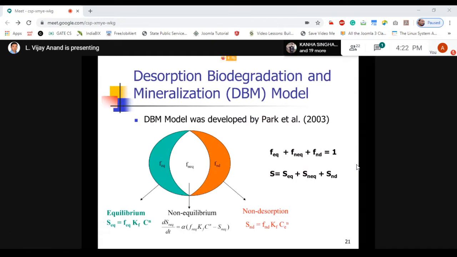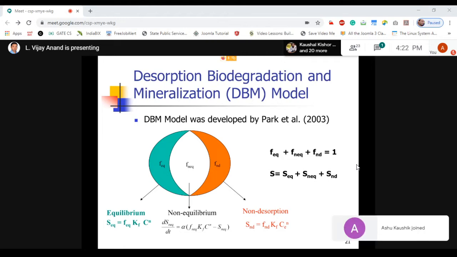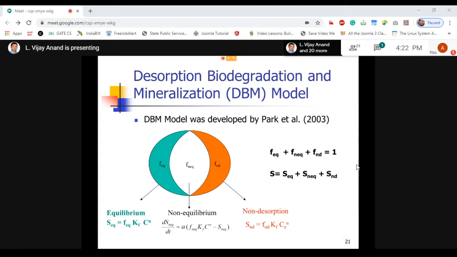Directly looking for degradation in a soil system is highly impractical or impossible. So we have to go for some mathematical modeling to capture that. Here we are using this DBM model, wherein we conceptualize soil as having three compartments, called equilibrium, non-equilibrium and non-desorption compartments. That's represented by FEQ, FNEQ and FND here. All these three fractions add up to one.